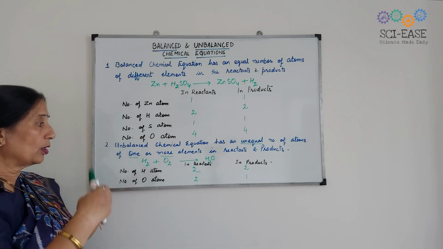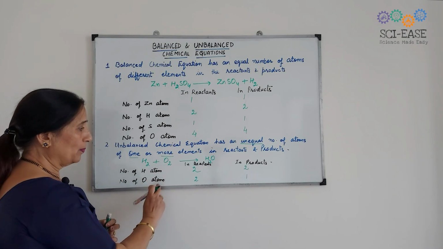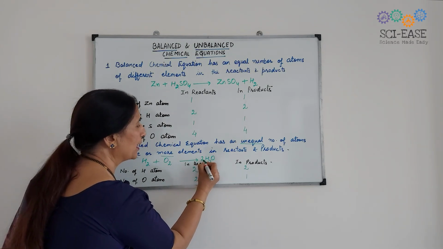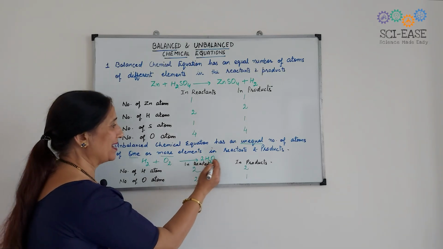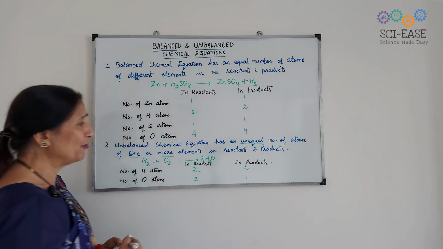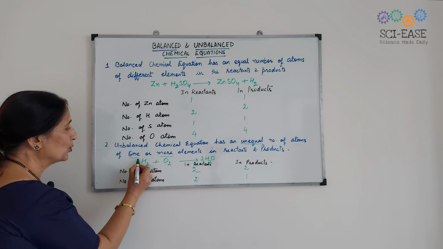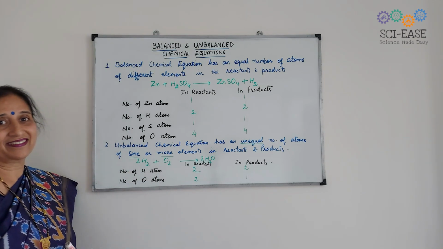So, in order to balance it, what will we do? We are to balance oxygen. So, I will write 2 before H2O. Now, oxygen is balanced. But at the same time, hydrogen here is 4. So, what will I do? I will put 2 here in order to balance hydrogen.